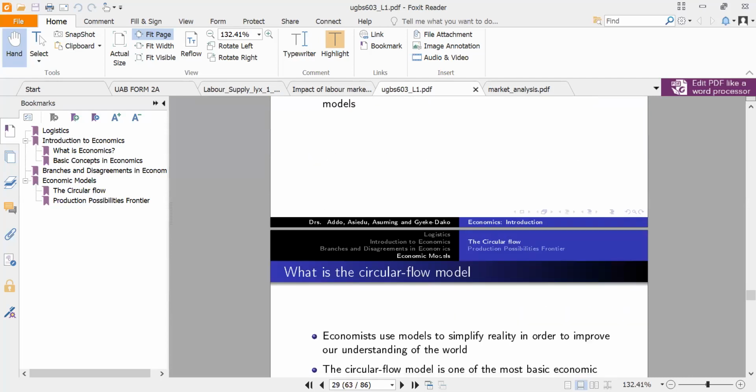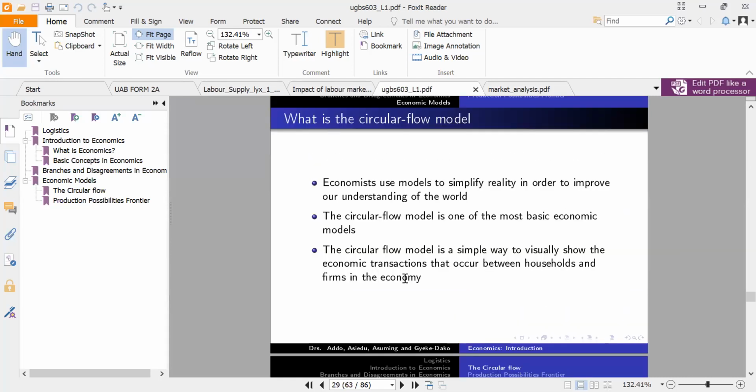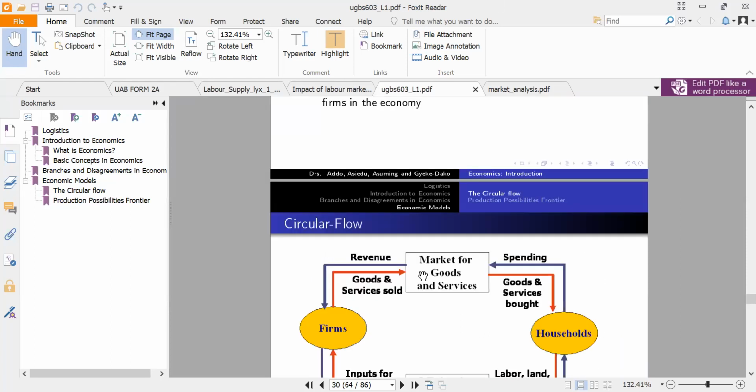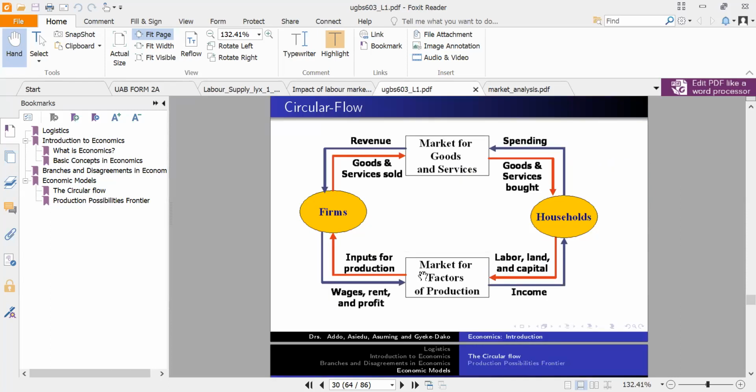What does it focus on? The circular flow model is a simple way to visually show the economic transactions that are taking place in the economy between households and firms, or between workers and firms. This is how the circular flow model looks.